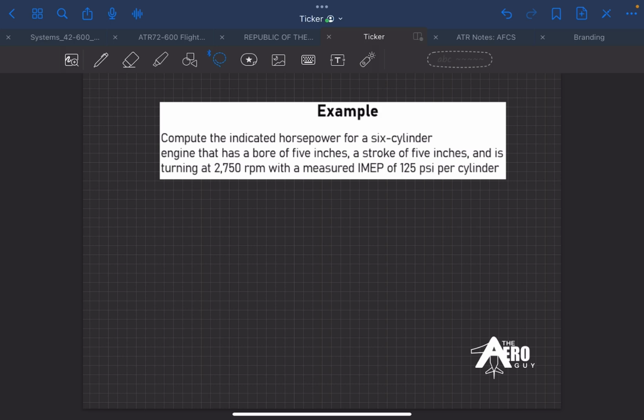Okay, so since IHP, indicated horsepower, is just power, in its basic sense, power or P is just work per time, right?